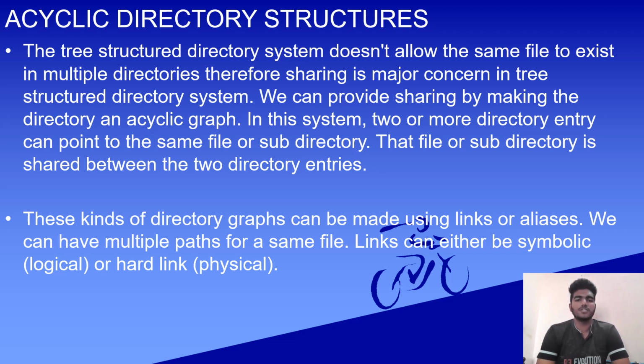So in tree structure directory, the directory does not allow storing the same file with similar type of data, but here in this system, two or more directory entries can point to the same file or subdirectory. These kinds of directory graphs can be linked using aliases. We can have multiple paths for the same file. Links can either be symbolic, logical, or hard link, that is physical.